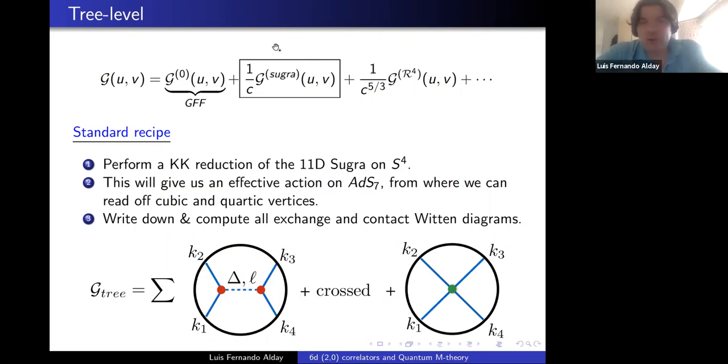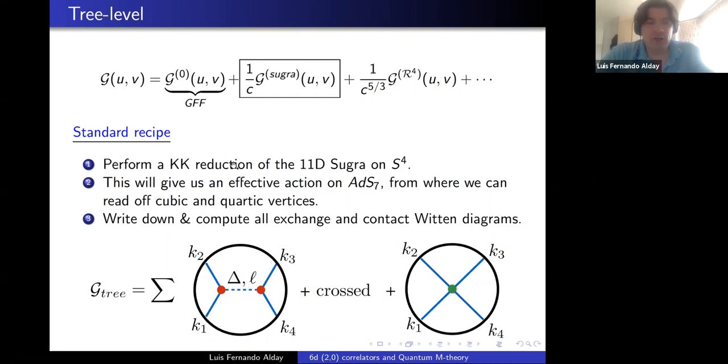So we will try to understand how to compute this supergravity, this 1/c contribution here. And first of all, I should mention that there is a standard recipe to compute this tree-level contribution. So the standard recipe goes as follows.